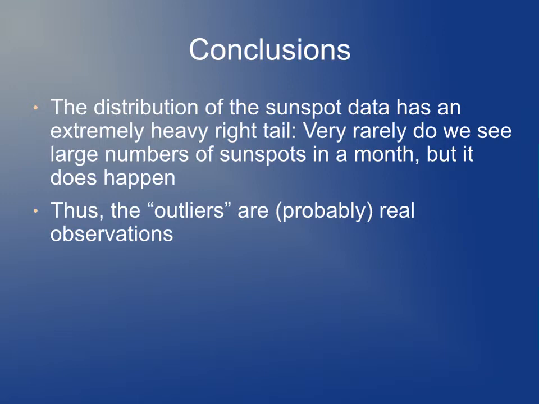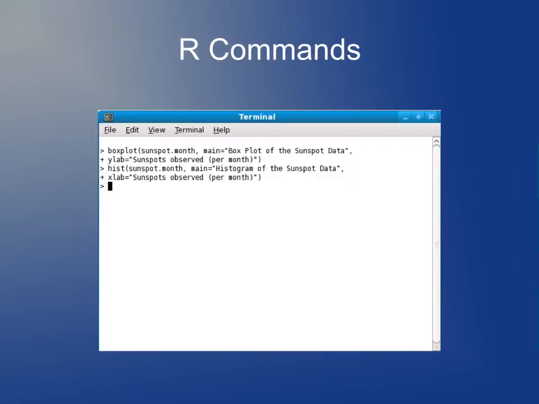And basically the data just has a really heavy right tail. We usually don't see large numbers of sunspots in a month, but it does happen, so the outliers are probably real data. And once again, here are the R commands that I use to do this, box plot and histogram. It's really similar to the commands I showed in the previous lecture.